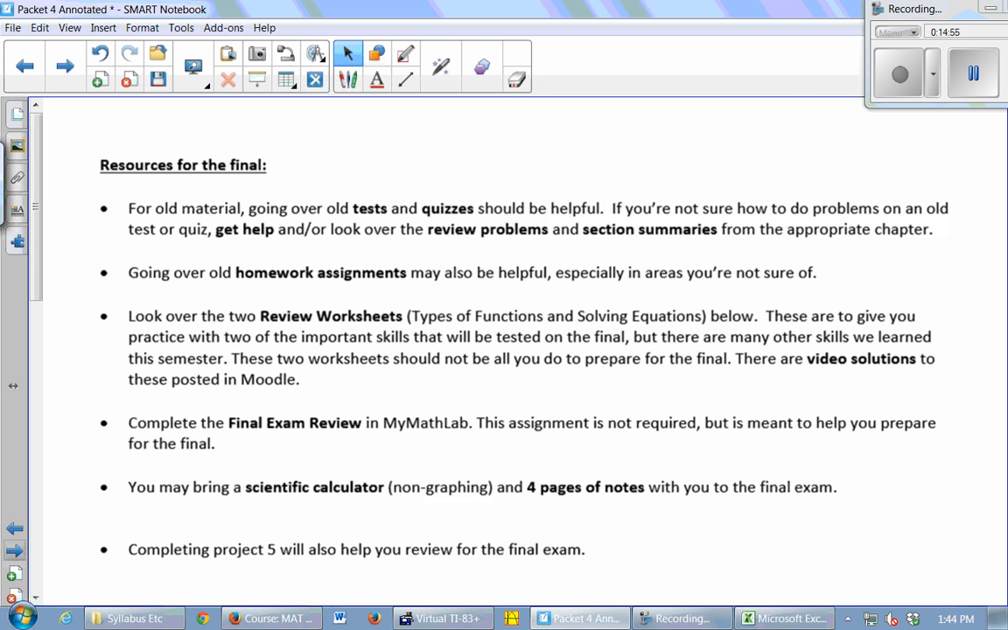Resources include your old tests and quizzes. Review problems from in my math lab. There's a final exam review in my math lab. Old homework assignments, because you can always click try a similar problem as many times as you want. So that's an unlimited resource of review problems. I gave you 2 worksheets as part of this study guide. They'll give you practice with some of the important skills on the final, but not all of them. So definitely do those, but they shouldn't be the only thing you do.